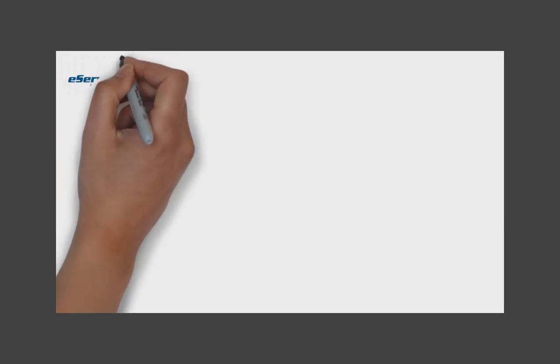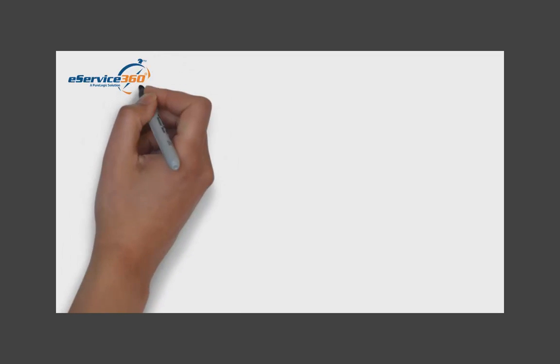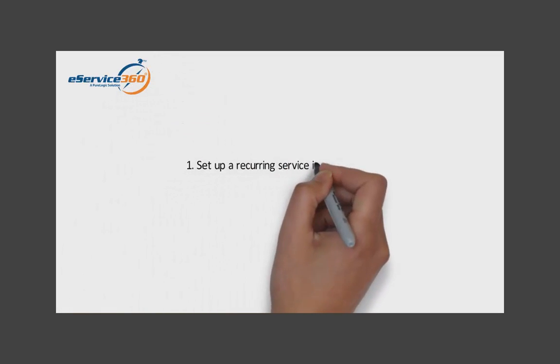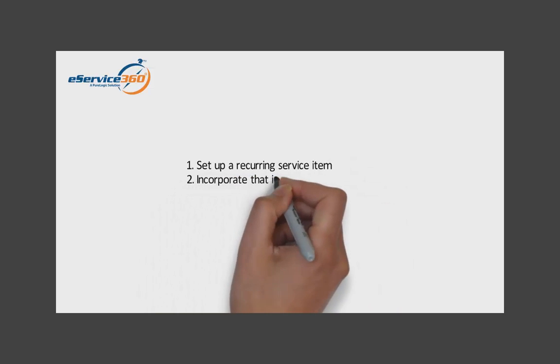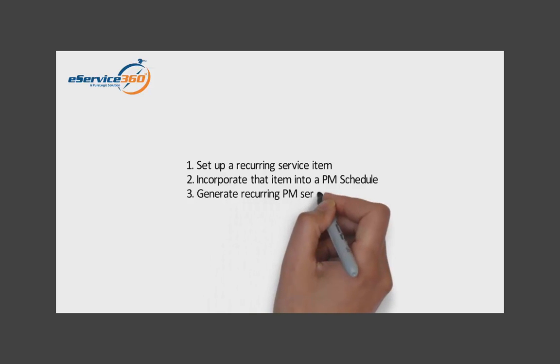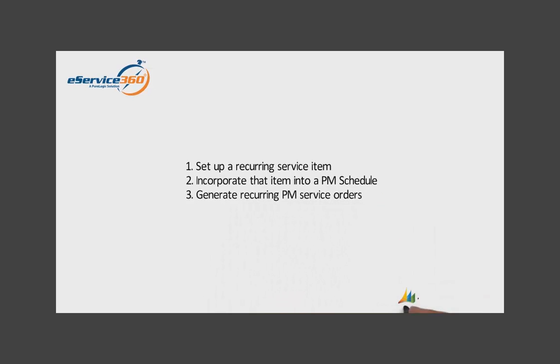We'll show you how easy it is to manage recurring services and preventive maintenance within your organization. You'll see how to set up a recurring service item, incorporate that item into a fixed, variable, or usage-based schedule, and finally, generate recurring PM service orders for dispatch and scheduling. Now, let's get started.